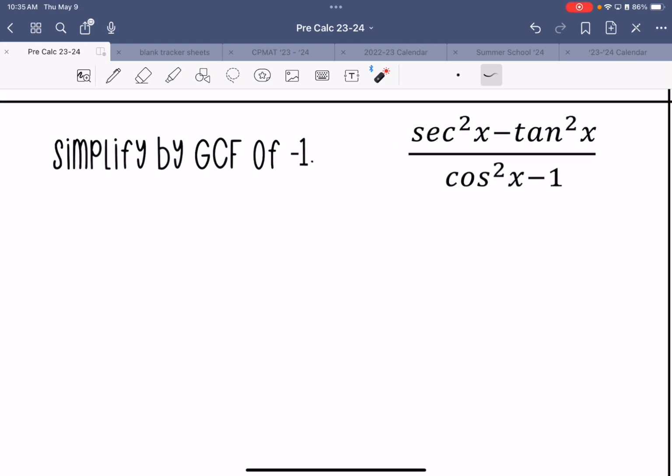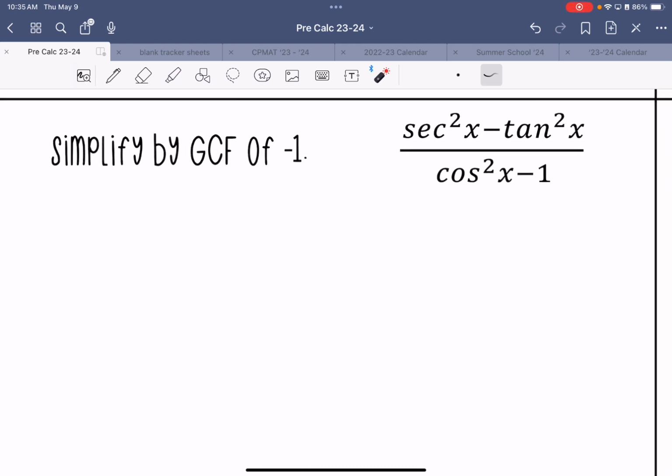Go ahead and try this one. I'm going to give you a hint. You're going to have to rearrange the bottom and take out a negative 1. For 3 minutes, so we'll see what we got.